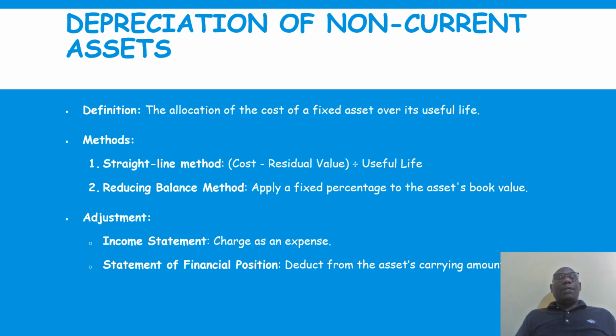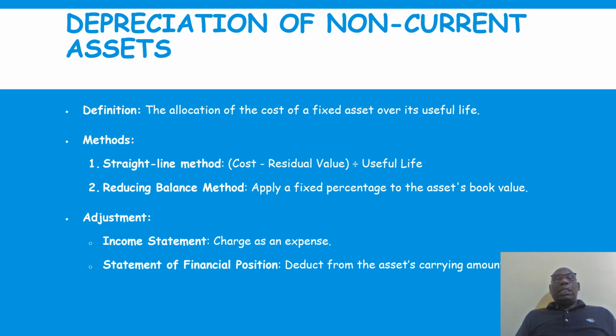And then we can move on and look at the reducing balance method. Under the reducing balance method, we are required to apply a fixed percentage to the asset's book value. So now the question is, how can we adjust for this expense item? In this regard, we are looking at depreciation. The adjustment will be twofold.